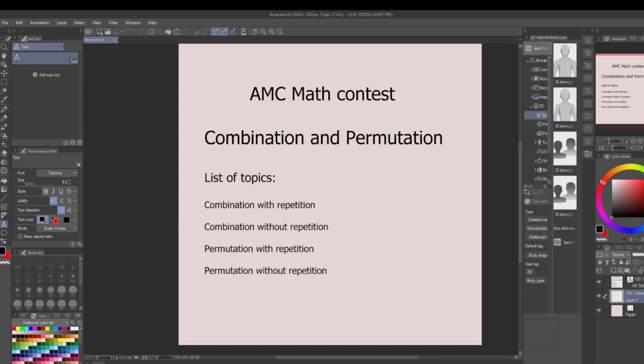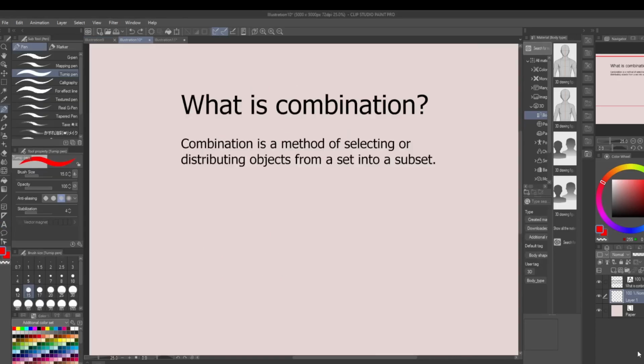Hello everyone, and in today's video I'll be covering combination and permutation for the AMC math contest, because you'll be seeing these questions a lot in all of the contests. The list of topics that I'll be covering consist of combination with repetition, combination without repetition, permutation with repetition, and permutation without repetition. Okay, so what is combination first off?